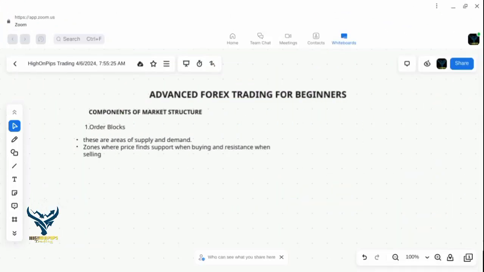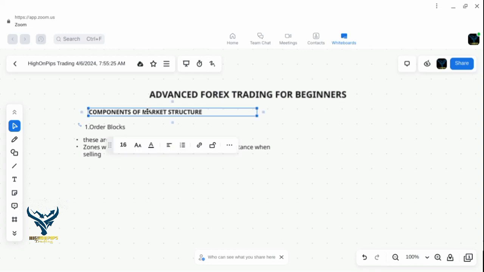So welcome to our second lesson of our advanced forex trading class for beginners. Today we will be looking at the components of the market structure. So we are looking at the components of the market structure.